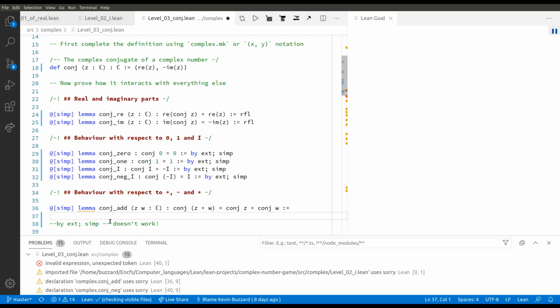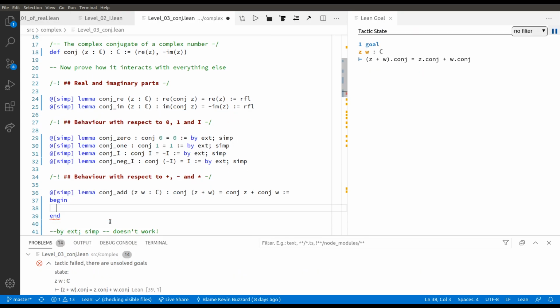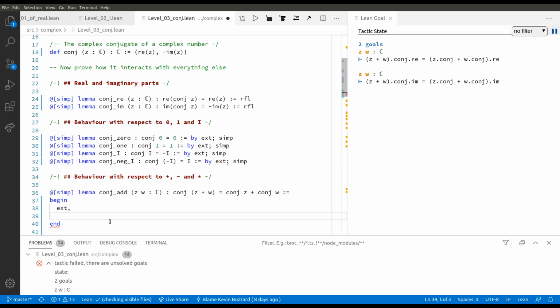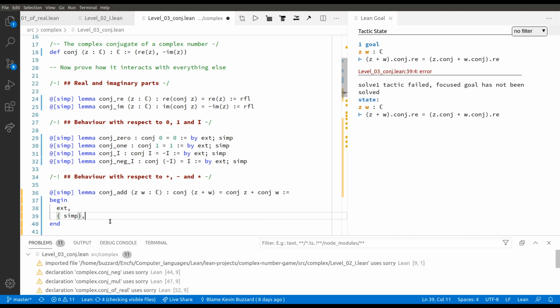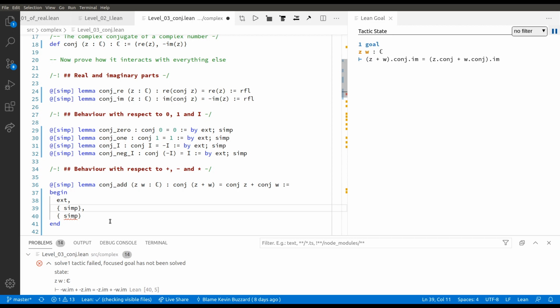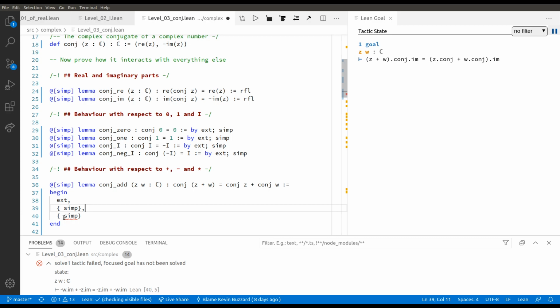Begin, end. So what's going on here? We could certainly apply extensionality. And now here, let's apply the simplifier. And here, let's apply the simplifier. There, so the imaginary parts don't work. So we apply the extensionality lemma. To prove that the conjugate of z plus w is the conjugate of z plus the conjugate of w, we need to check that their real parts and imaginary parts are the same. Checking their real parts are the same is fine, but checking their imaginary parts is slightly too much for the simplifier.